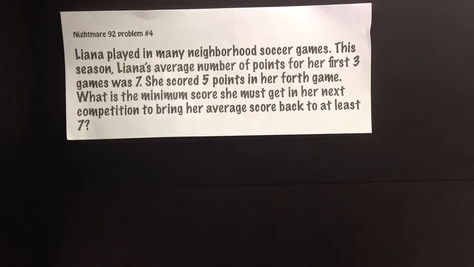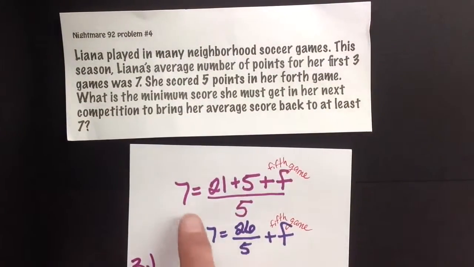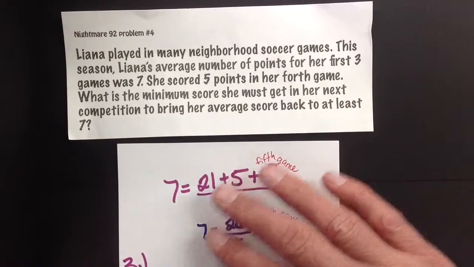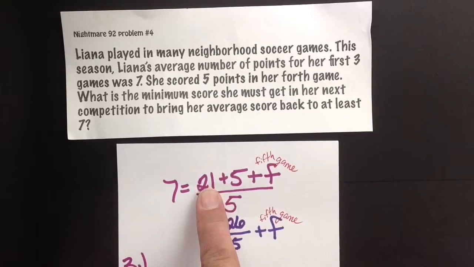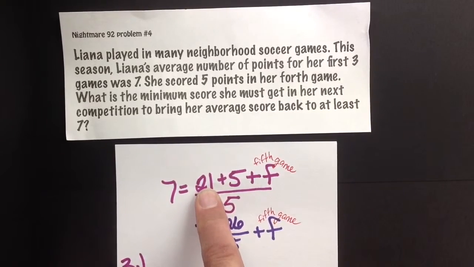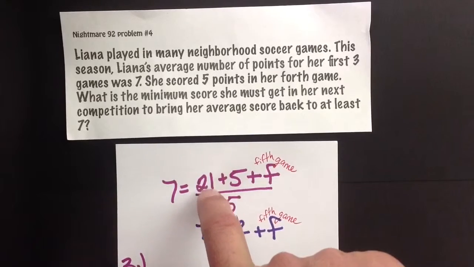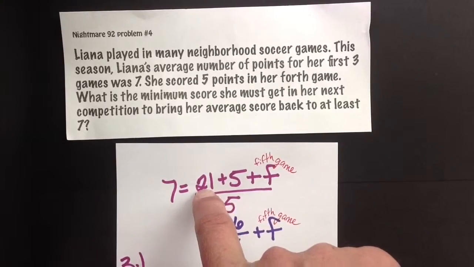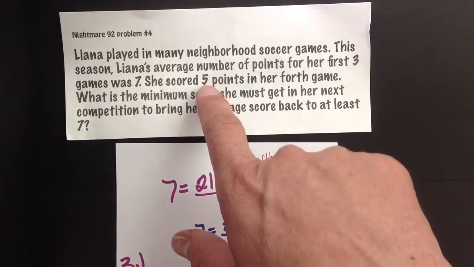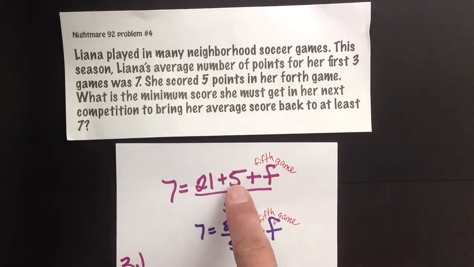Step 1. The goal is right here. It's a 7. We also know that if each of those 3 games was about 7 points, 3 times 7 gets us 21. So that's 21 points. This right here, if you take game 1, game 2, game 3, you add them together, that's what you get. And we know that in game 4, she had 5 points, so we put it here.